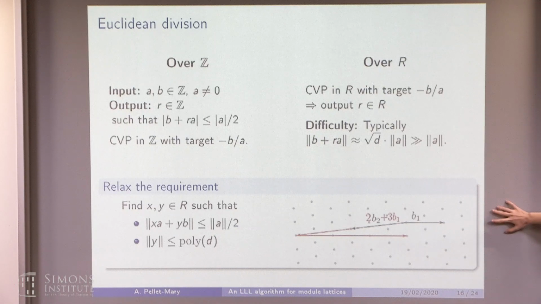And now this x and y, they should exist. I mean, if we count how many of them exist, there should be some x and y that satisfy these properties in any number field. The only problem that is left now is how do we compute them?